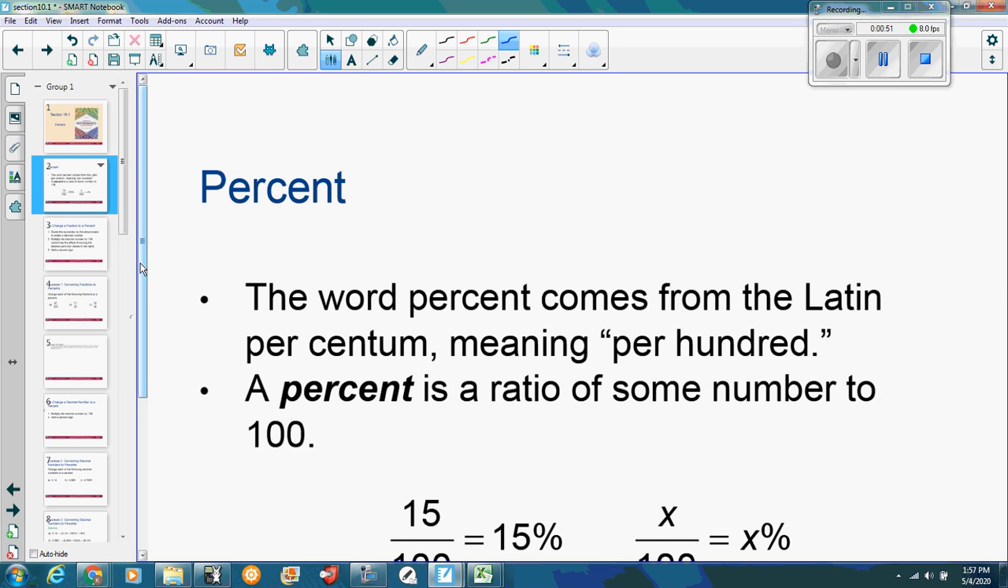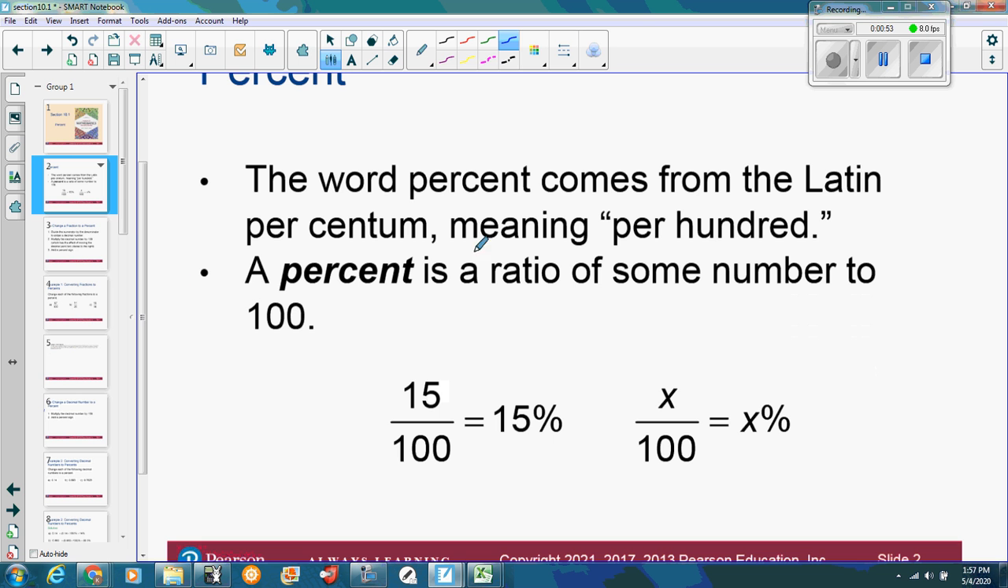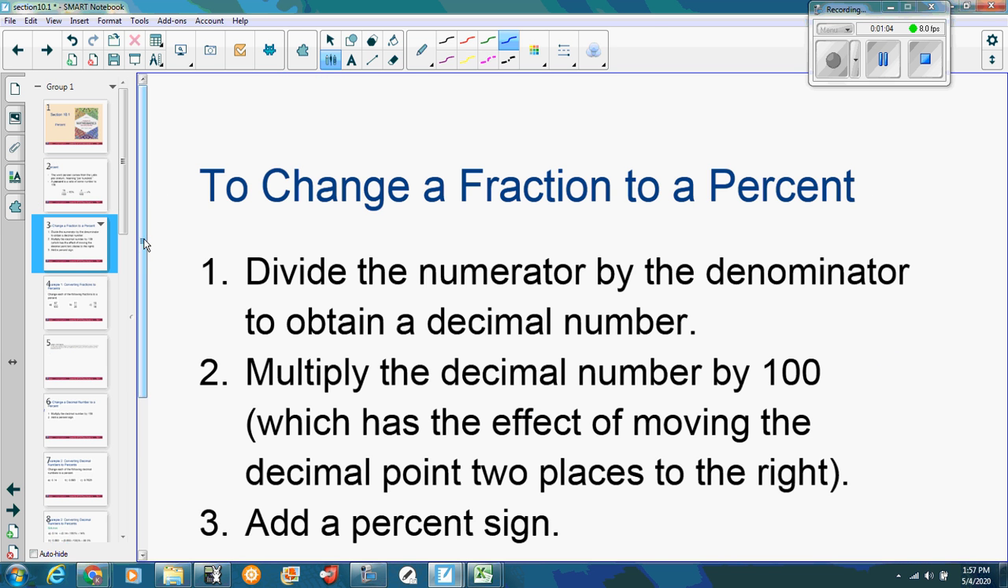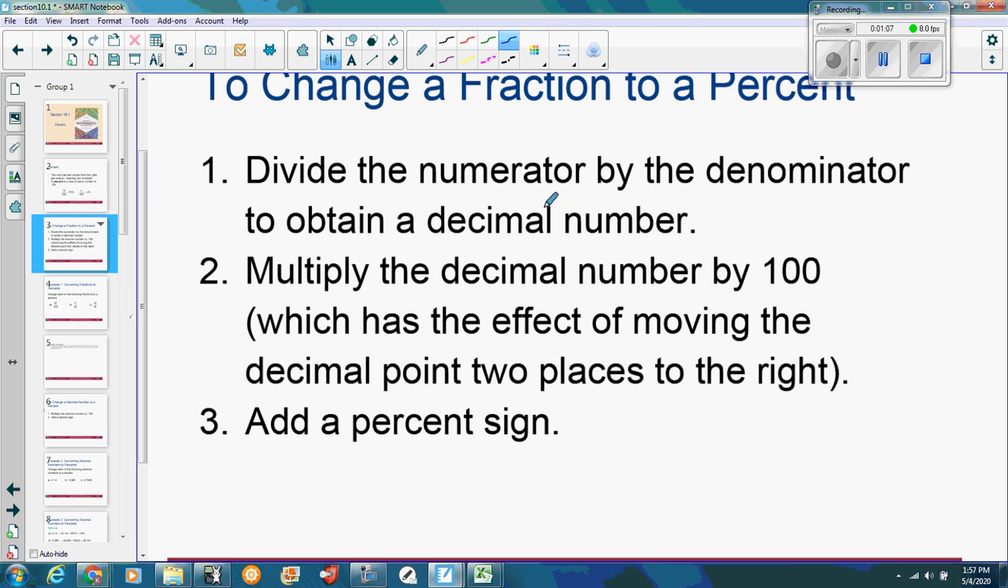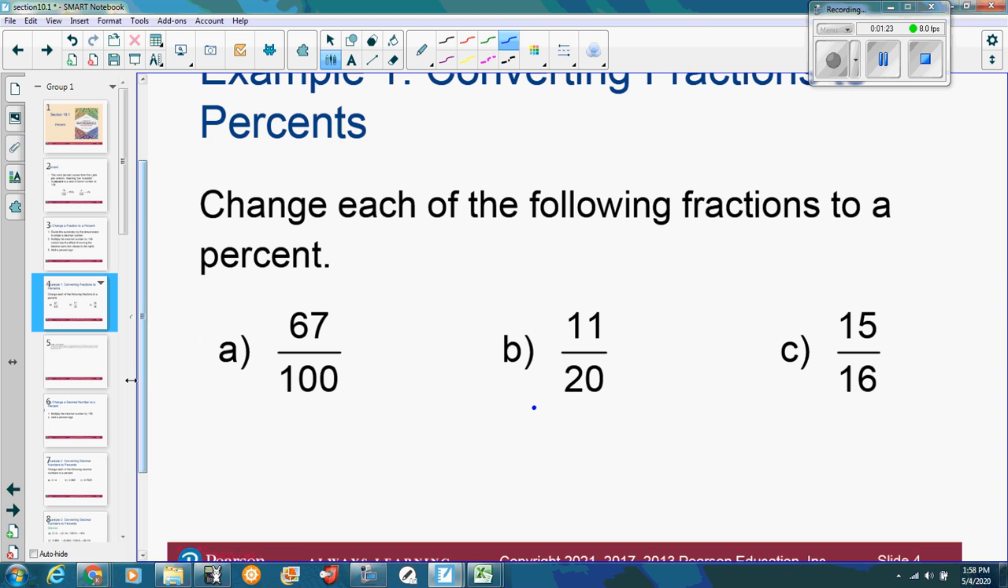Okay, so this is going to be on percents. The word percent comes from Latin, which means per 100. So if something is over 100, it's 15%. That's why a test is always a percentage, because it's out of 100. But if you weren't looking at a fraction that was out of 100, how would you change it to a percent? So what you do is you divide the numerator by the denominator to obtain the decimal, and then you multiply it by 100, which is just moving it 2 places to the right, and you add a percent sign.